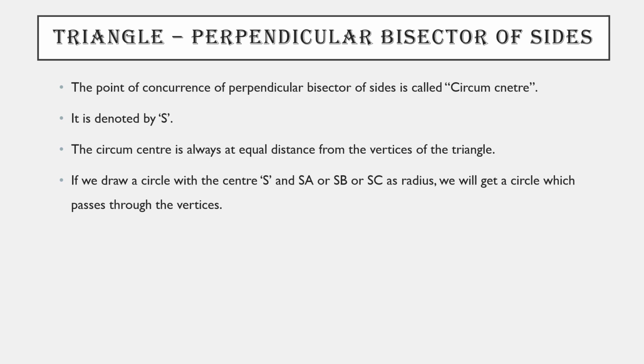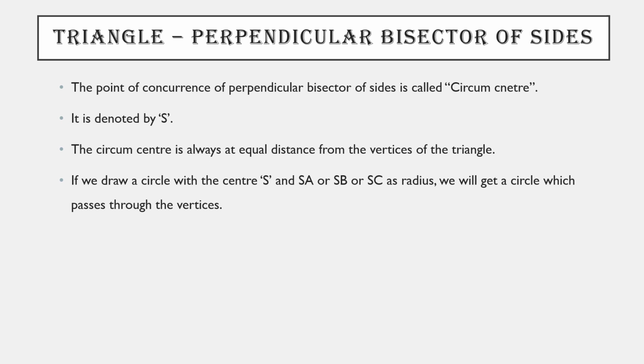And now you can already say that SA, SB, SC are all equal. Now if you draw a circle with the center S, that means the circumcenter as the center, and with the radius SA or SB or SC, the circumcenter is at equal distance from the three vertices. So SA equals SB equals SC.